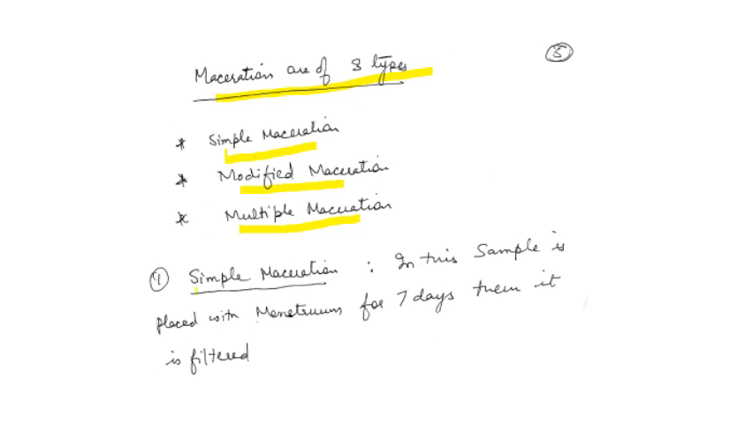The first is simple maceration. In this, the sample is placed in the menstruum for 7 days. It's the simple method that we have learned previously in the maceration process, keeping your sample for the 7 days with the menstruum. It's the simple maceration, and after that we have the filtration.